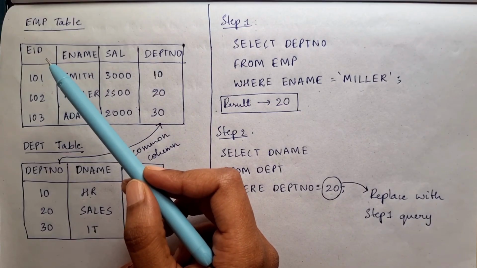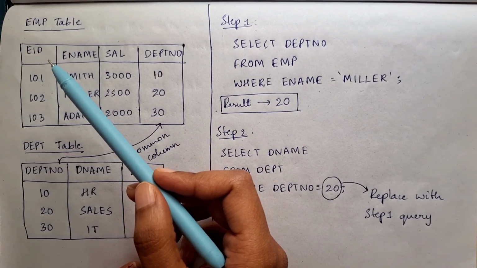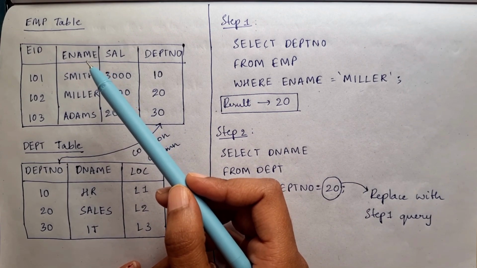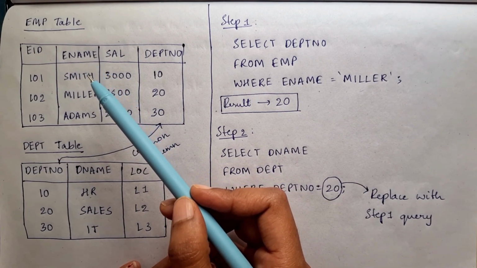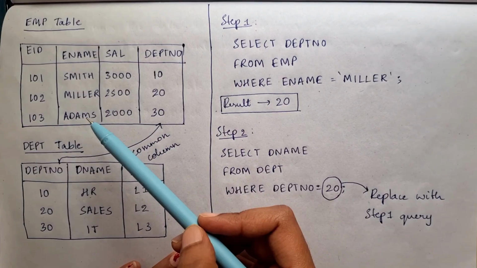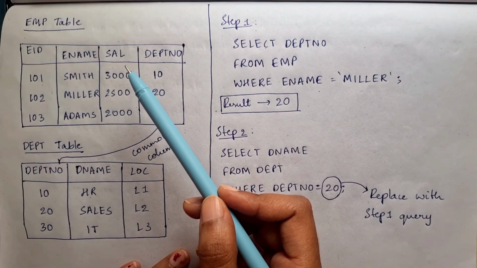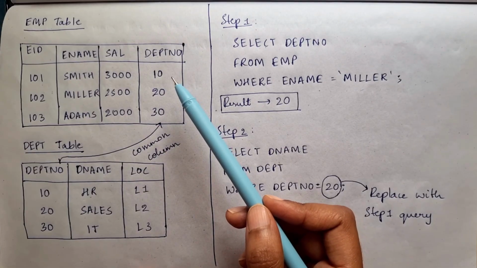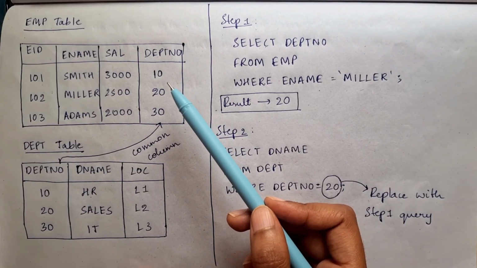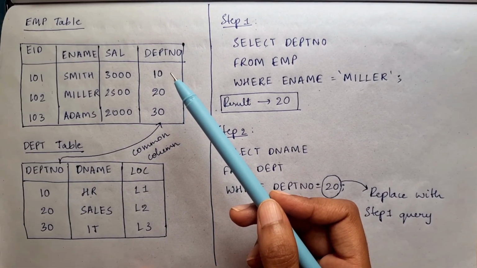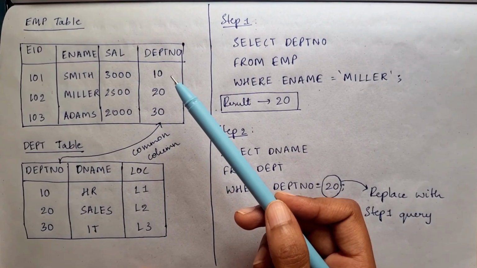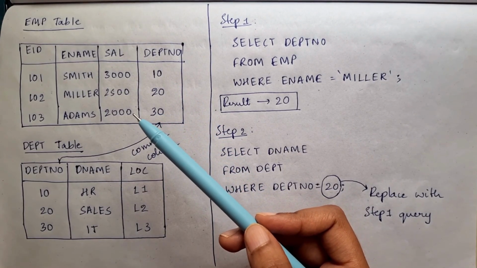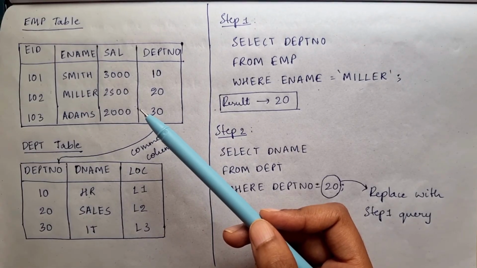EID represents employee ID. It uniquely identifies each employee. ENAME represents the employee name such as Smith, Miller and Adams. The SAL column represents the salary of the employees, and the last column is department number, which represents the department number in which the employee is working. So from the EMP table, we can know which employee works in which department.